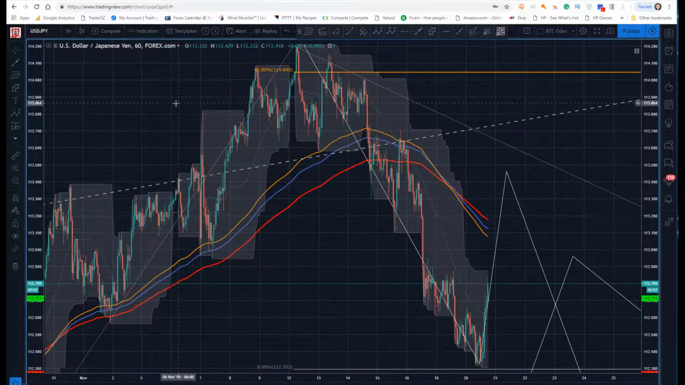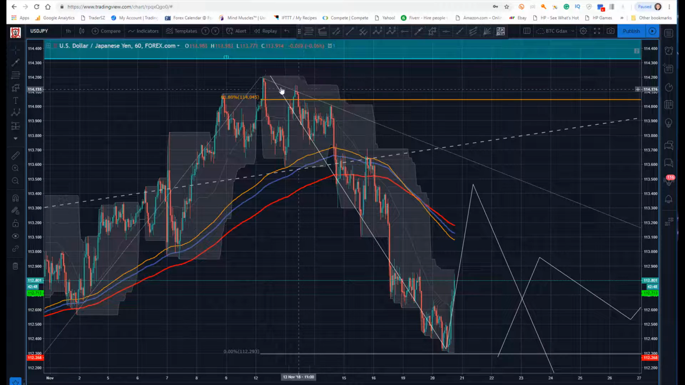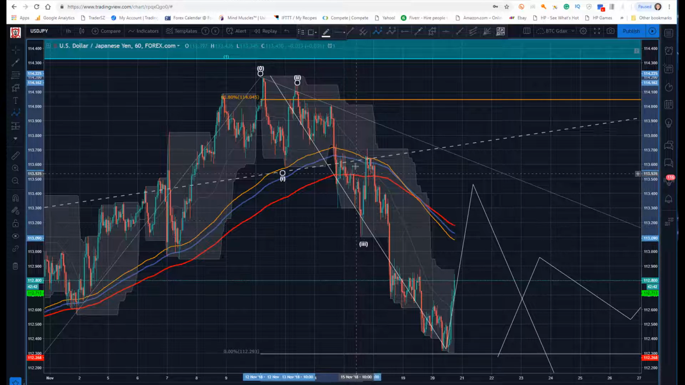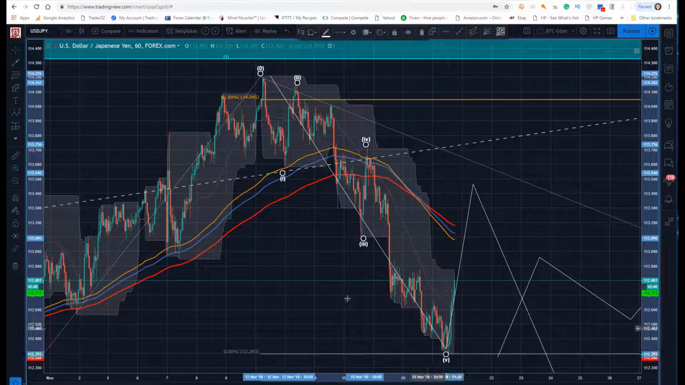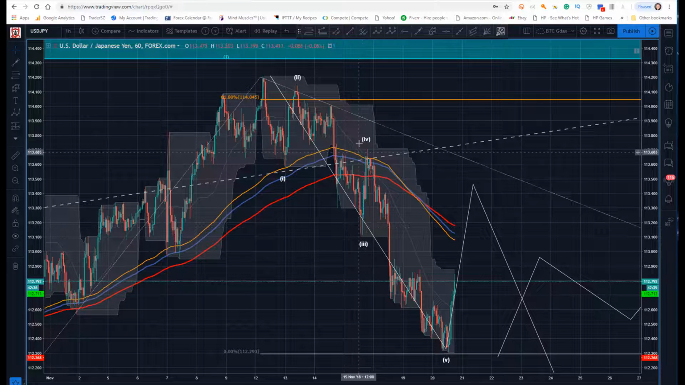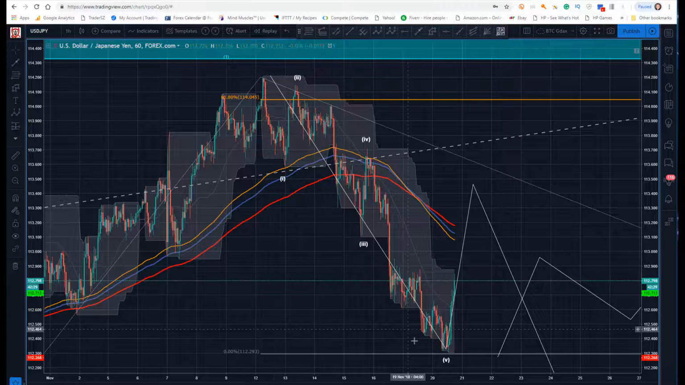Let's wrap it up here. So this looks much more like 1, 2 rather than A, B. So if you just quickly tried to get a count on this, 1, 2, it looks like that. So you've got a diagonal here. So it looks like I can go 1, 2, 3, 4. So we'd have a leading diagonal with the extension in the 5th of an A wave here.